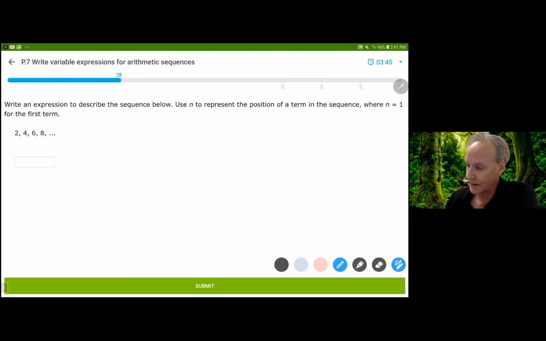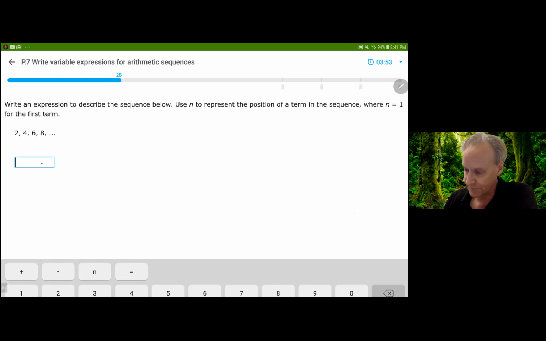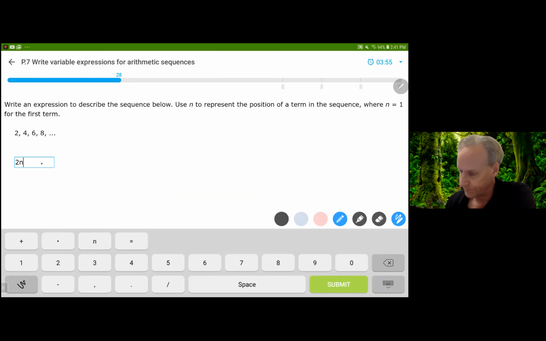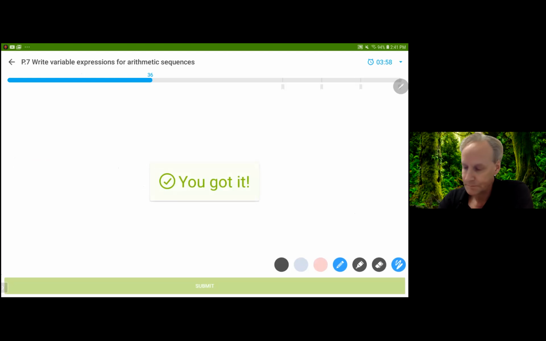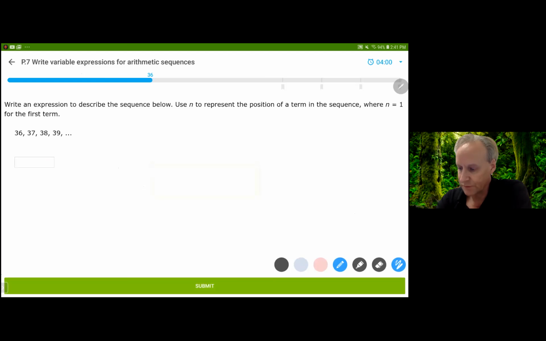This one's a multiplier. We're multiplying by 2. 2 times 1 is 2, 2 times 2 is 4, 2 times 3 is 6, and so on. So this is just 2n. This one is a sequence, one after the other.